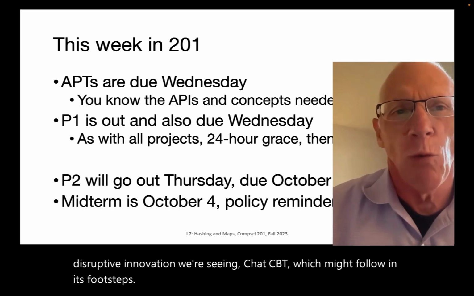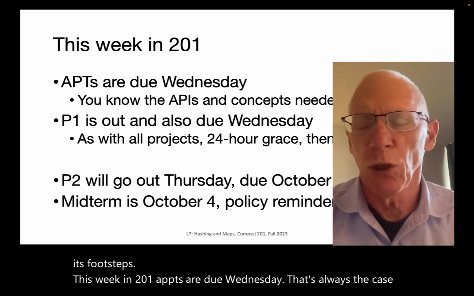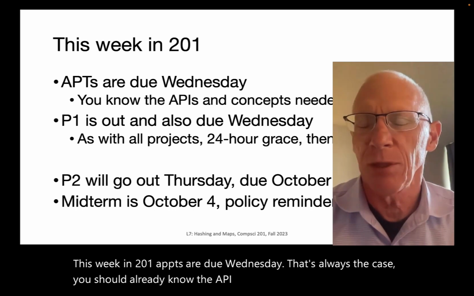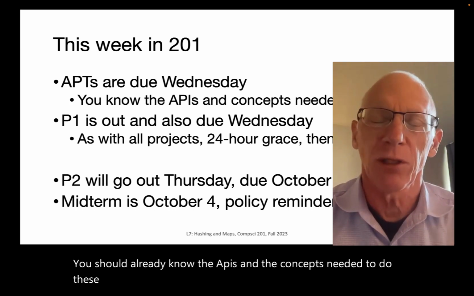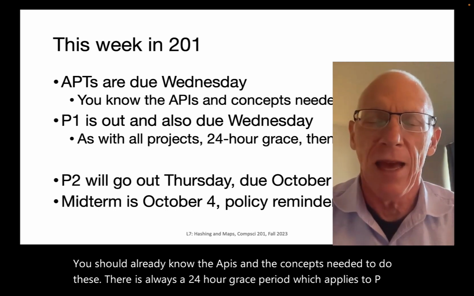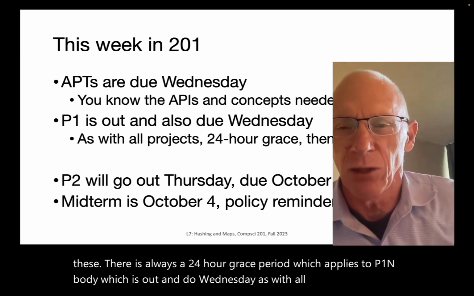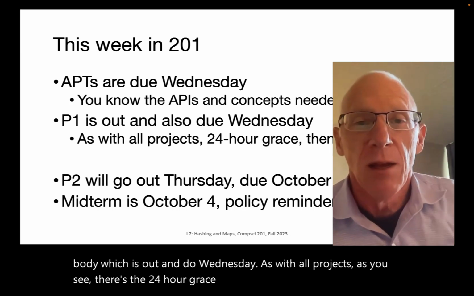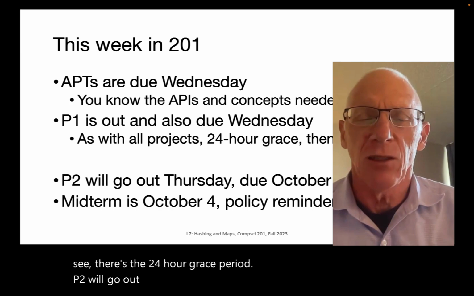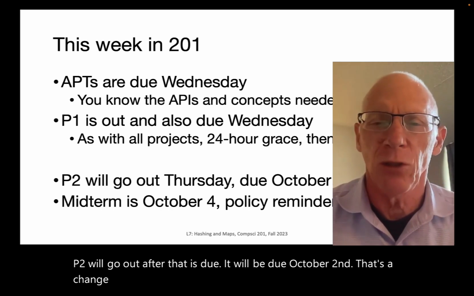This week in 201, APTs are due Wednesday. That's always the case. You should already know the APIs and the concepts needed to do these. There is always a 24-hour grace period, which applies to P1, N-body, which is out and due Wednesday. As with all projects, as you see, there's the 24-hour grace period. P2 will go out after that is due. It will be due October 2nd. That's a change on the calendar. You should see it now.